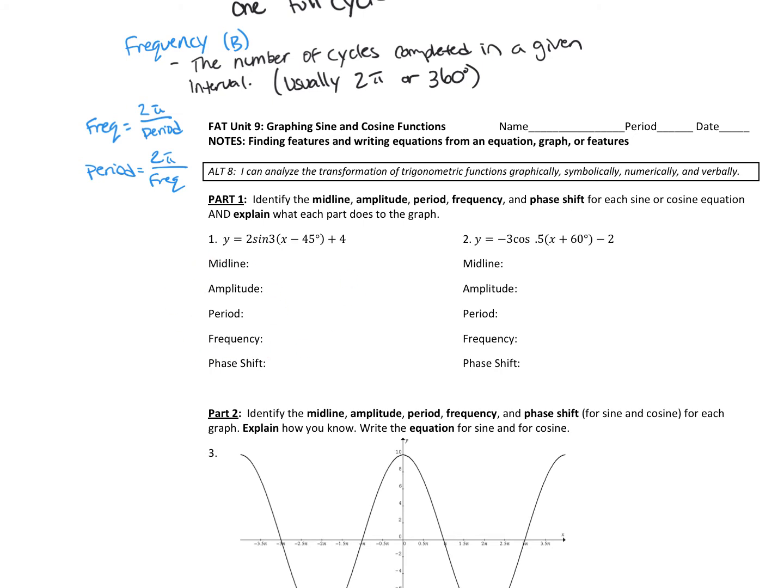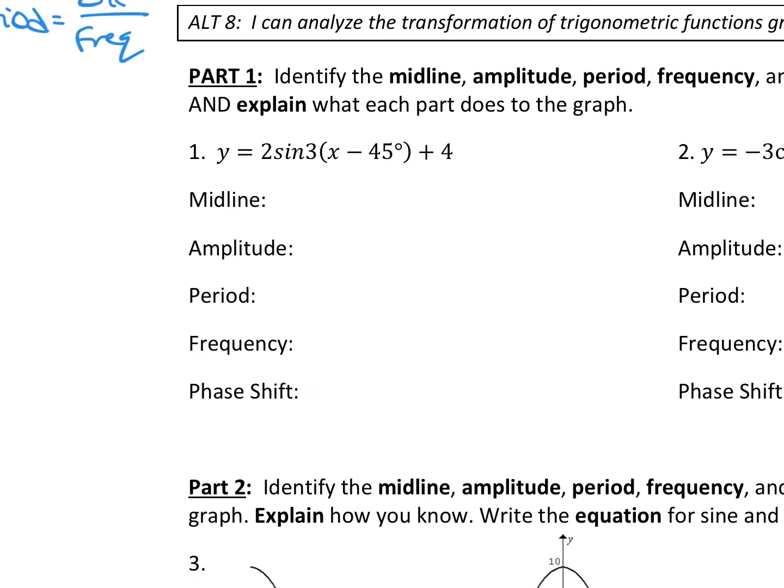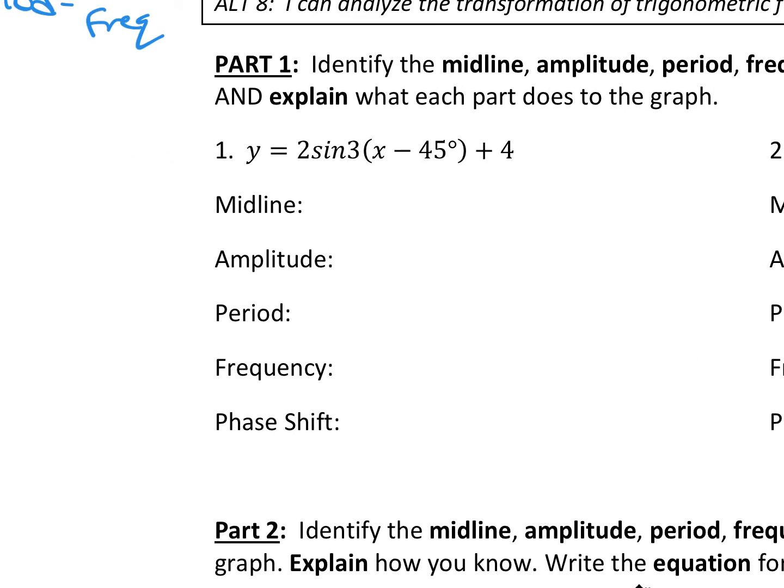So let's take a look right here. I'm just going to zoom in on this part 1. There we go. So remember, we're going to have Y is equal to A times, in this case, it's a sine function, of B times X or theta minus C plus D. So when we're looking for our midline, that was that D value. So our midline is at 4, means that the graph moves up 4 from the parent function. Okay, not too bad. That's something we've dealt with before.